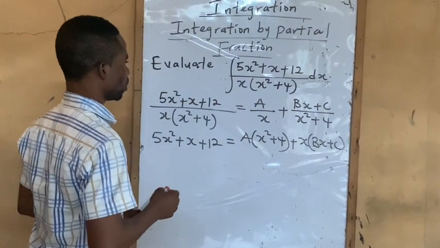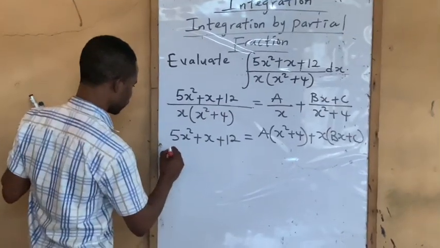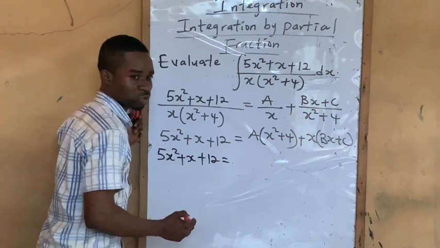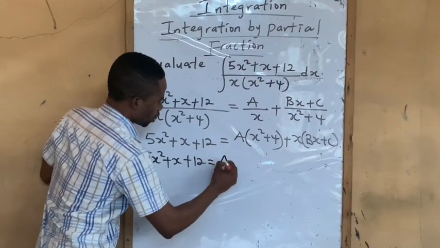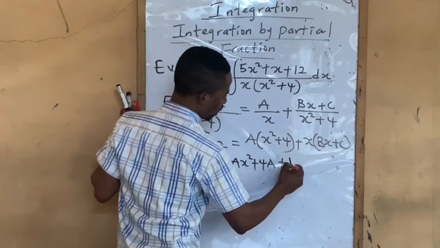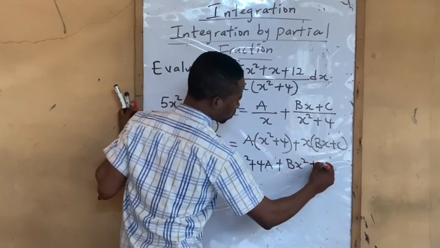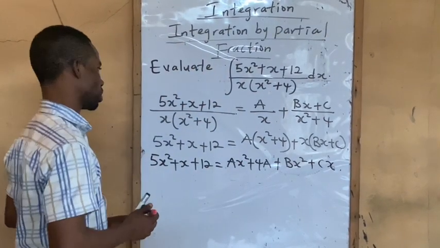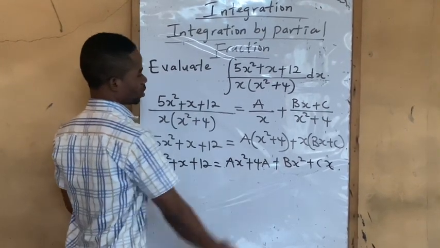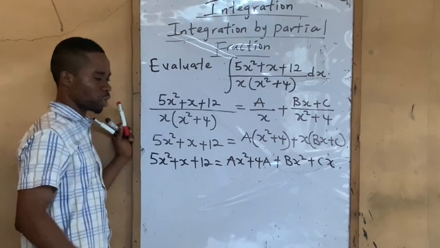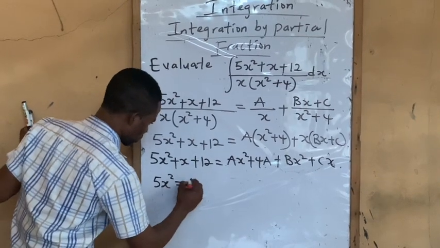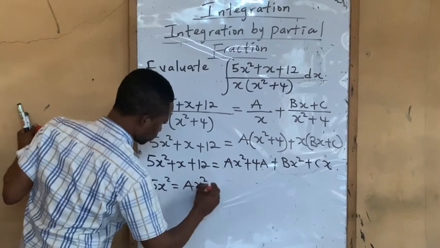Now we can expand it. That means 5x squared plus x plus 12 equals, if I use this a to open the bracket there, ax squared plus 4a plus bx squared plus cx. Now I can just take the x squared and try to equate it with the one that I have in x squared here.